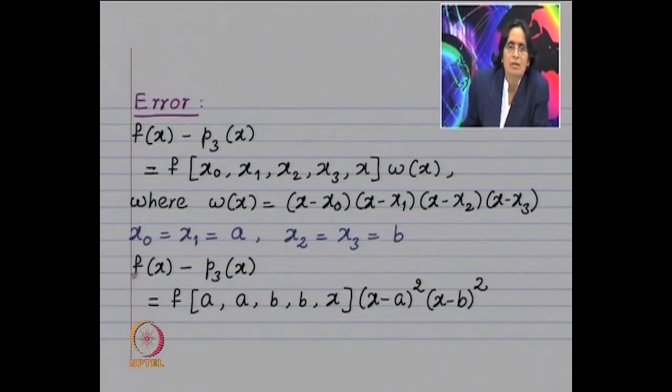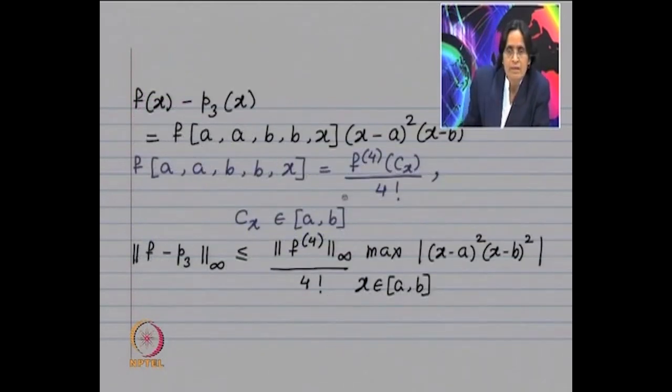Now, let us calculate the infinity norm of f minus p 3, that is the maximum norm, the maximum of modulus of f x minus p 3 x over the interval a b. This divided difference is going to be the fourth derivative evaluated at some point c, which depends on x, divided by 4 factorial. Hence, take the modulus of both sides and take the maximum over the interval a b. So, the norm of f minus p 3 infinity is less than or equal to norm of f 4 infinity divided by 4 factorial, and then the maximum of this function.